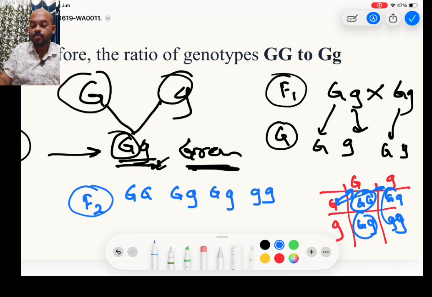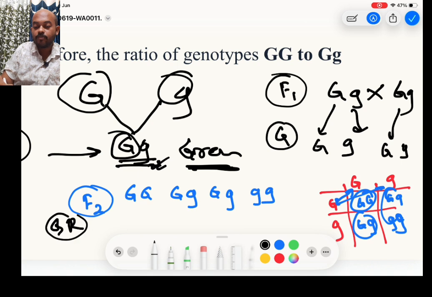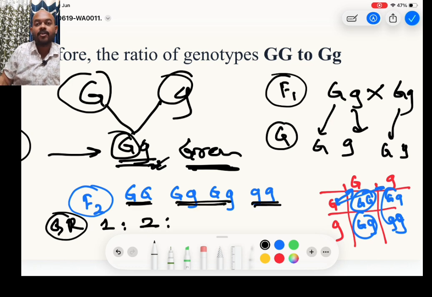In order to find the genotypic ratio, we have to see how many capital G capital G are there. Only one, write 1. How many capital G small g are there? 2 are there, write 2. How many small g small g are there? Only 1. So the genotypic ratio will be 1:2:1.